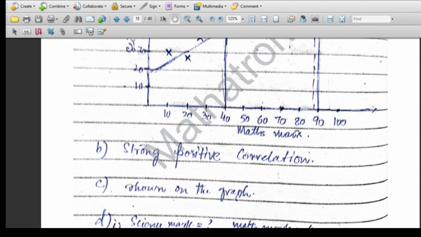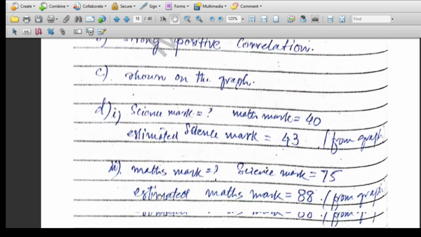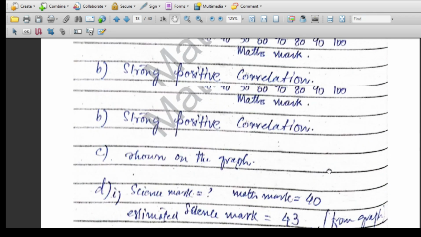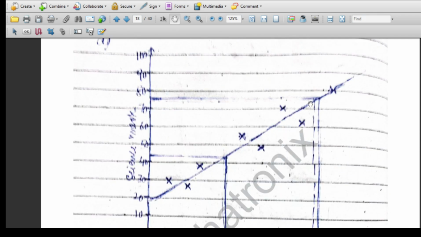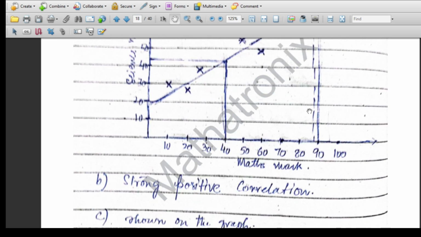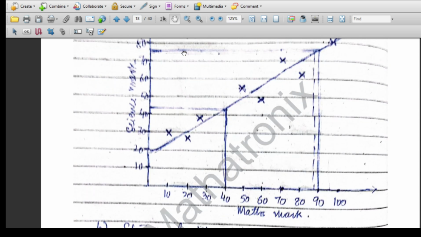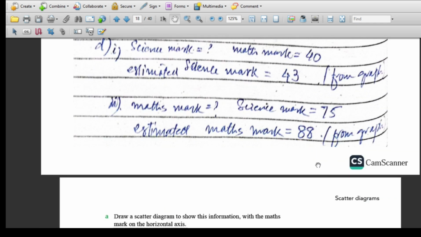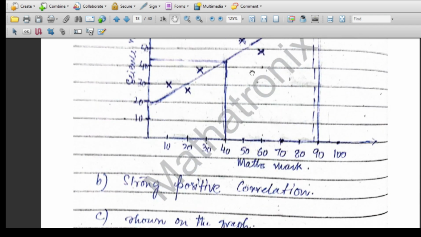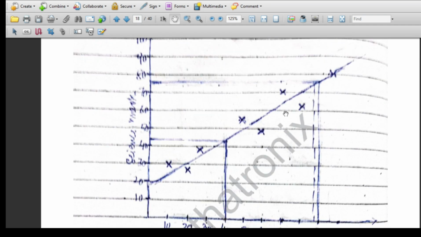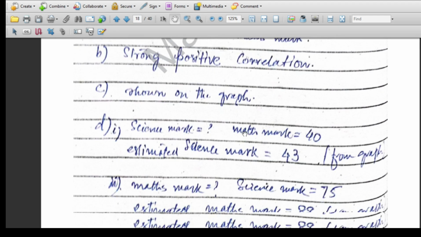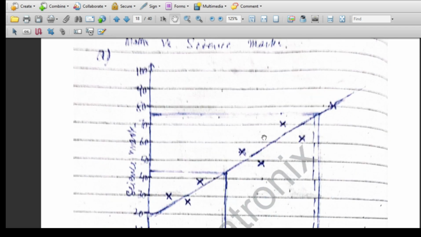Similarly, we have to obtain the math marks if the science marks is 75. If science marks is 75, then we can draw this dotted line, which gives 88. So this 88 marks. This can be read very accurately if we have a proper graph paper. This is just a rough working. So a student has to perform all these activities on a graph paper.